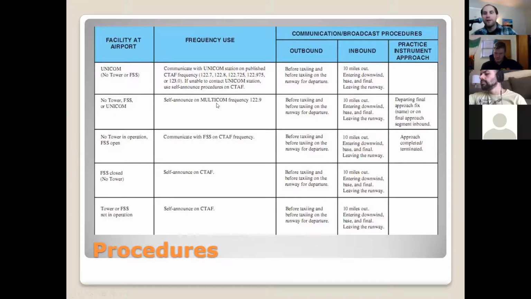Here's a question. This will be on one of the written exams. It's asking about a multicom frequency, 122.9. It's kind of more of a history lesson than anything else, but they call it a multicom. It has multiple uses, 122.9. And again, it's the same ideas. You would use that frequency to communicate if you're taxiing before you take off, if you're entering the traffic pattern, if you're 10 miles away from the airport. And then they also add some instrument possibilities if you're shooting an instrument approach.